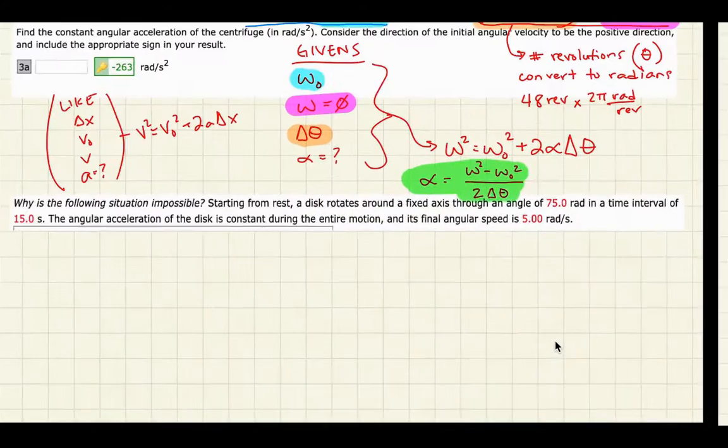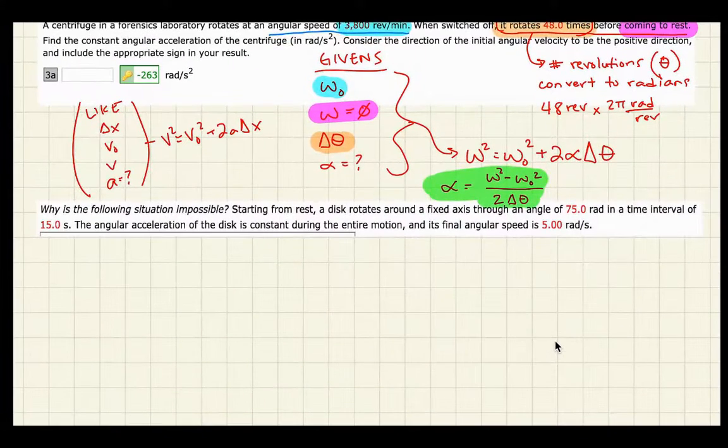So then this last one, the actual values do matter for this problem because we're looking at why it is impossible. The values themselves are what make it possible or impossible. So I will answer this in terms of these values, but everybody's values will turn out to be impossible as well. Starting from rest, that's a given value, is telling me that my omega naught is 0. My initial rotational velocity is 0.